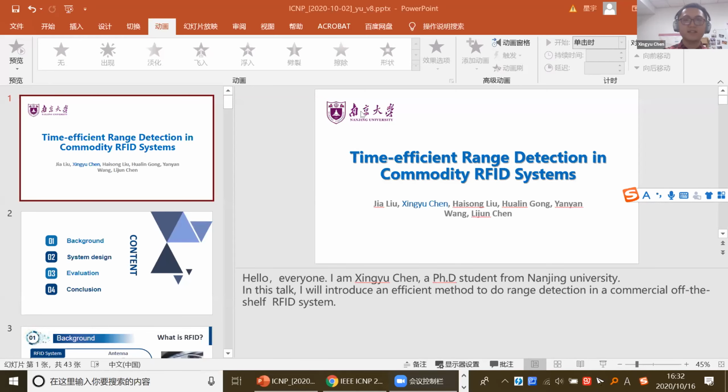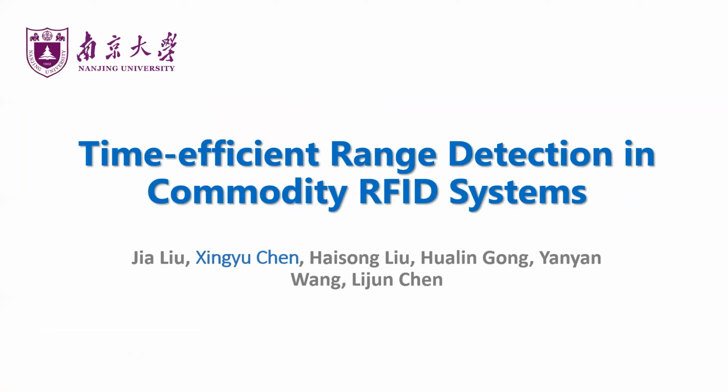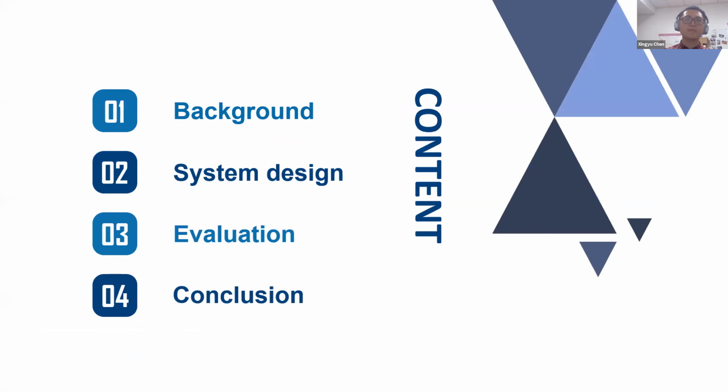Okay, great. I will give my presentation. Can you see my screen? Yes, we can. Okay. Hello, everyone. I'm Xingyu Chen, a PhD student from Nanjing University. In this talk, I will introduce an efficient method to do range detection in a commercial off-the-shelf RFID system. Here is the outline of this talk, including 4 parts: background, system design, evaluation, and conclusion.